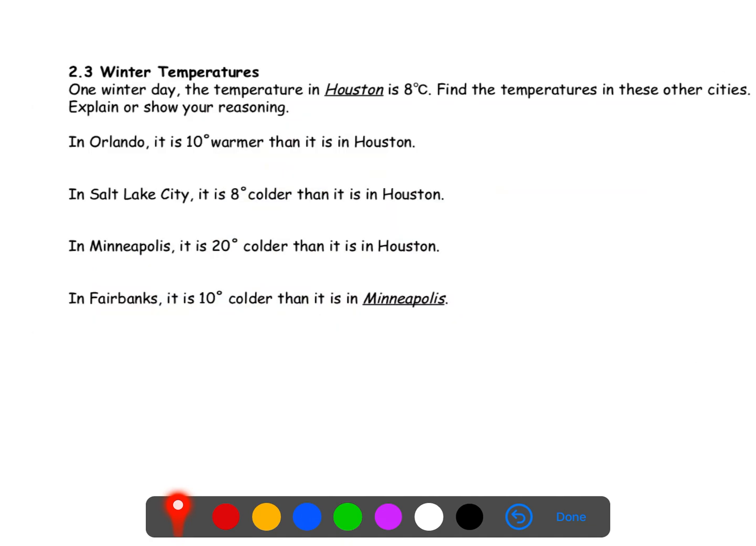For this next example, it says, one winter day, the temperature in Houston is 8 degrees. Find the temperatures in these other cities. Explain or show your reasoning. Now, what I want you to do is actually take a look at these. I'll do the first one for you. And this is, again, kind of the same idea that we just talked about. So we have a starting point here. Houston is 8 degrees Celsius. In Orlando, it's 10 degrees warmer than it is in Houston.